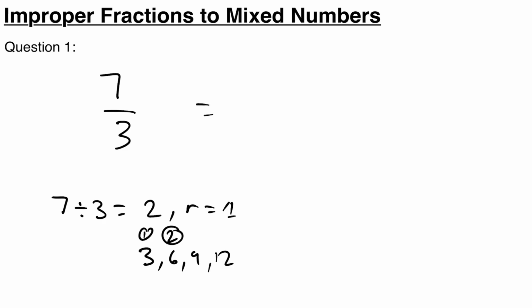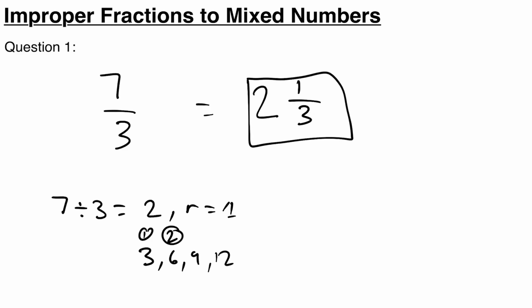So that means that our whole number is going to be 2, because 3 goes into 7 2 times, and then our remainder will be our numerator, and our denominator will never change. So our final answer is going to be 2 1/3. Let's try 2 more problems. But for these, pause the video and try them on your own.